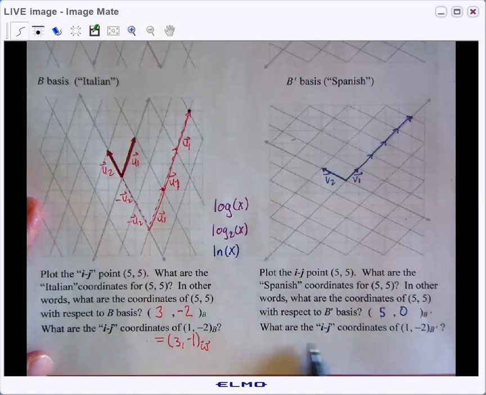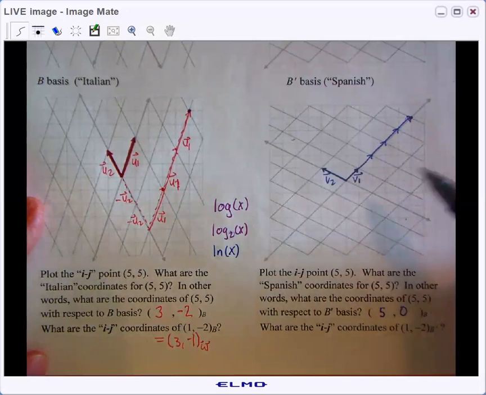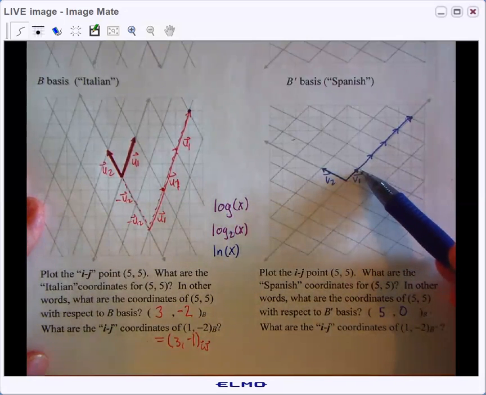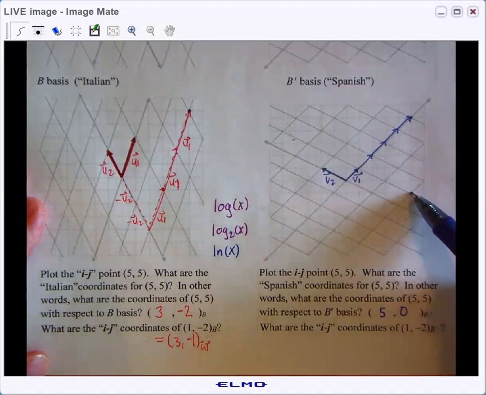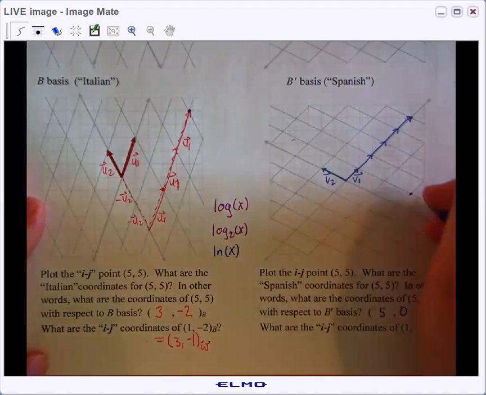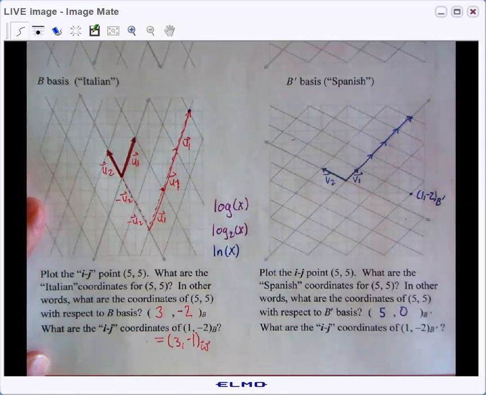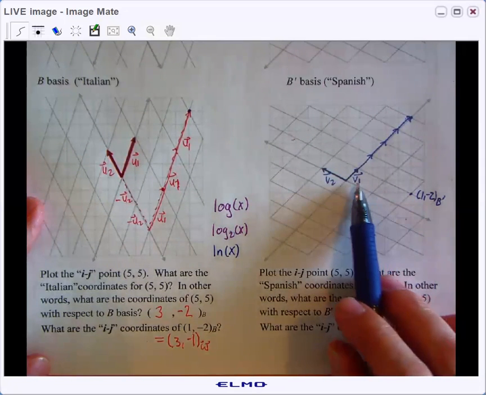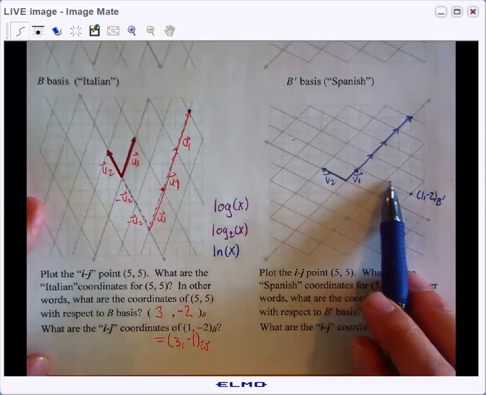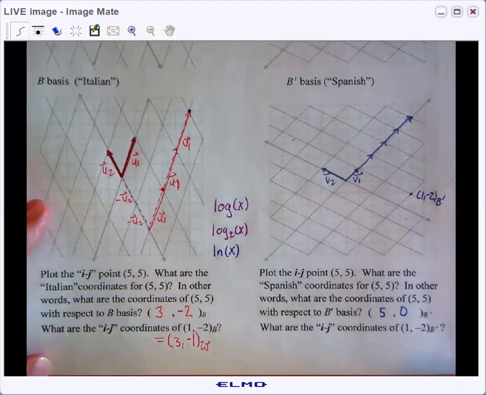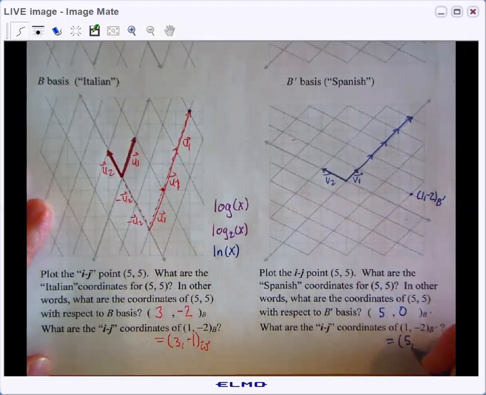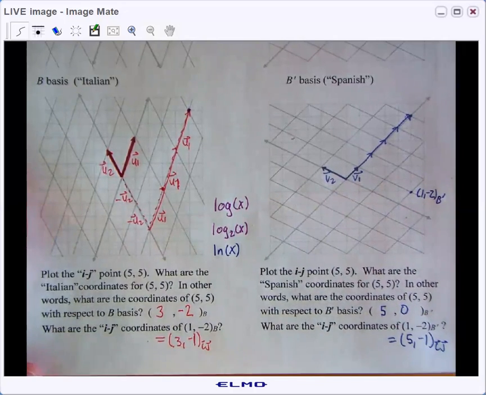All right, so back here, what if I take a look at the point (1, -2), but with respect to the B prime basis? If we do that, we're going to go 1 of the V1 vector minus 2 of the V2 vector, and that would put us right here. So this is (1, -2) with respect to the B prime basis. What would those coordinates be back in English? Well, starting at the origin, we go 1, 2, 3, 4, 5 to the right and down 1. So these would correspond to (5, -1) in the IJ basis.